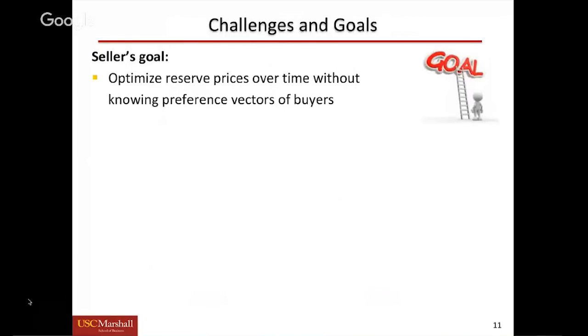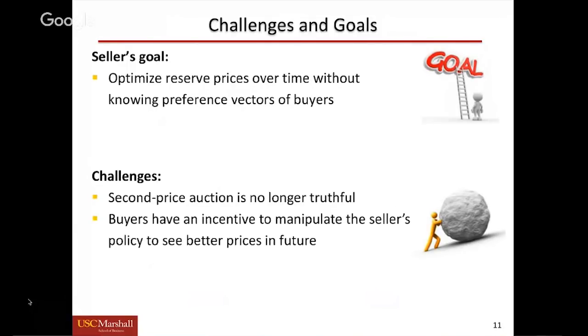So before I go to the algorithm, what are the challenges and what are the goals? To reiterate, the seller's goal is to optimize the reserve price over time. And the seller doesn't know the preference vectors of different buyers and wants to learn them through these interactions. And the challenge is that the second price auction is no longer truthful when you have repeated interaction between both sides. And buyers have an incentive to manipulate the system by bidding untruthfully.